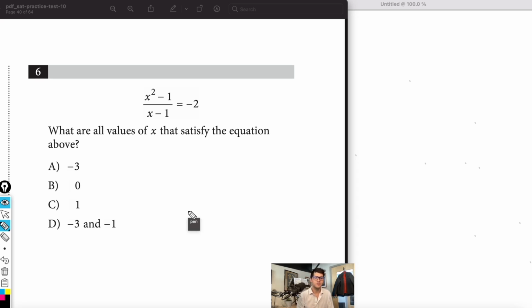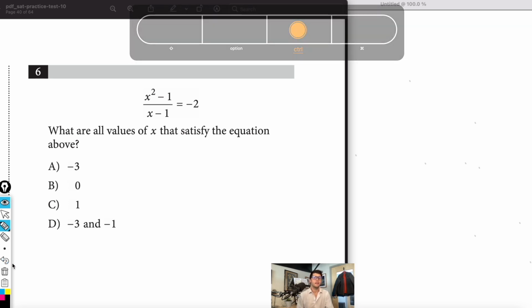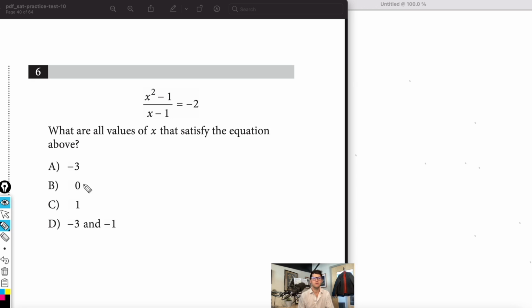If you've been following along with this approach, you've seen questions like test 10 number 6 over and over again, and you can just plug in the values. If you don't do that, there is something cool you can notice here.